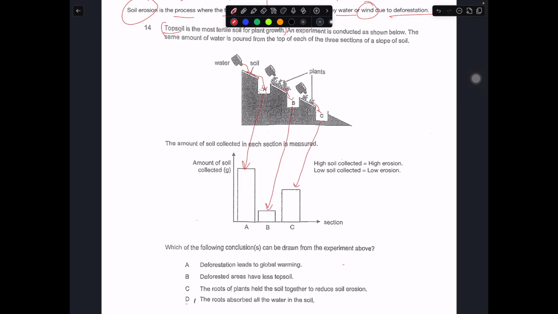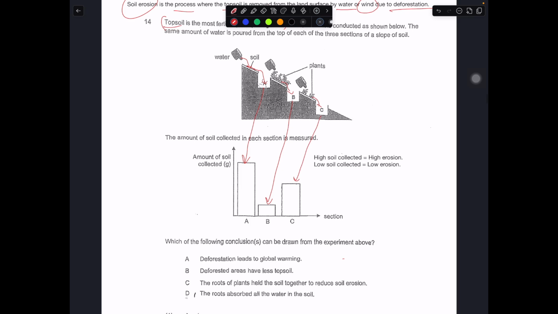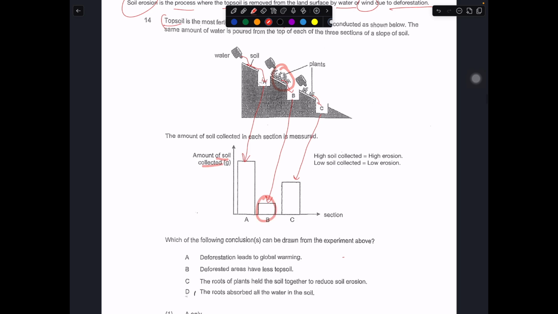As you can see, there is a certain relationship you can observe. In this case, B has the most plants growing on it, and it leads to the least soil being collected in section B. Where A has no plants growing on it, it leads to the most soil being collected. Most and least. So in this case, you can directly make a relationship, or you can at least conclude it based on these few ideas.